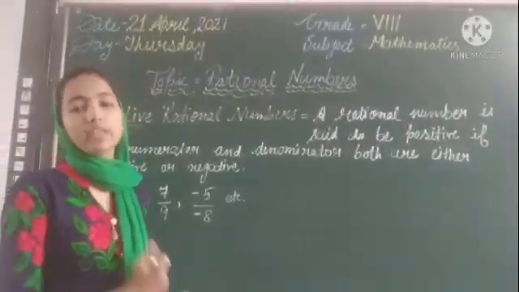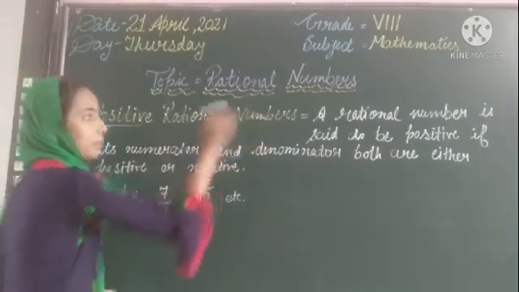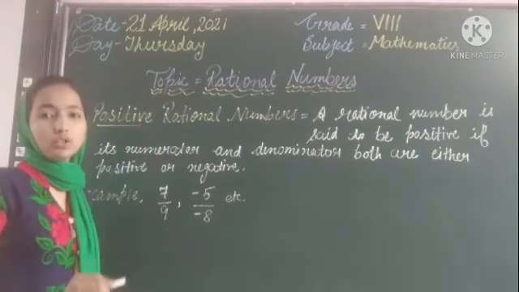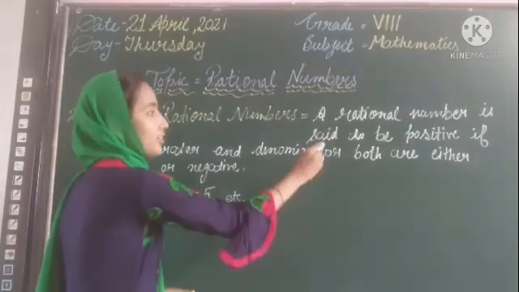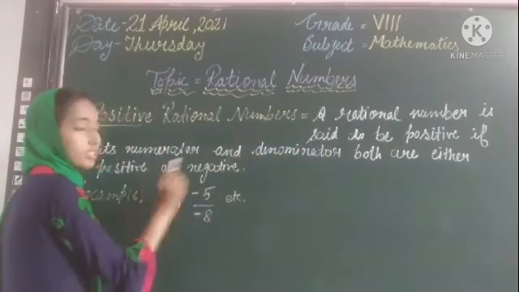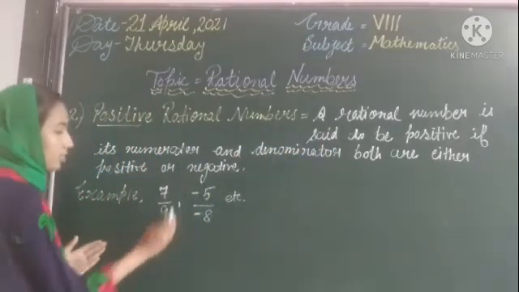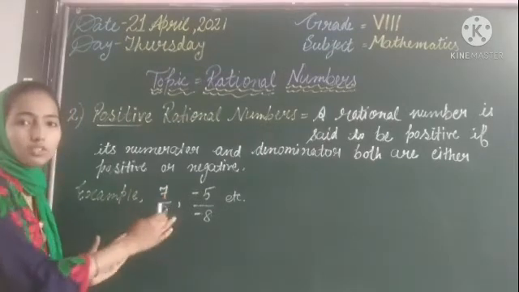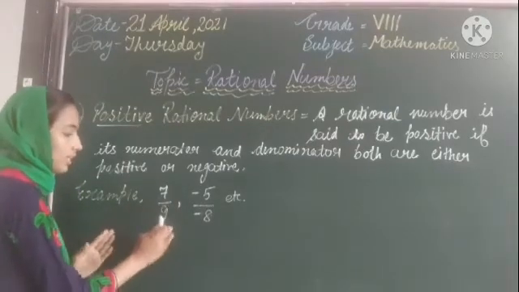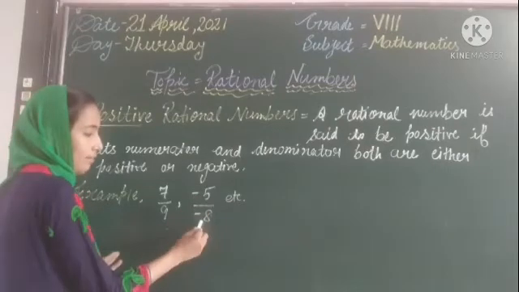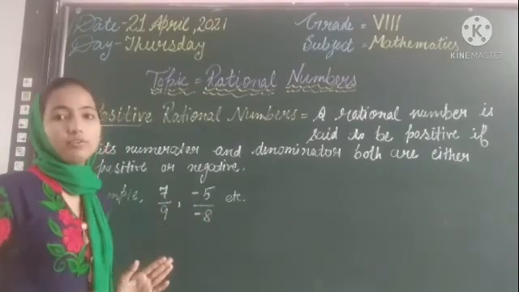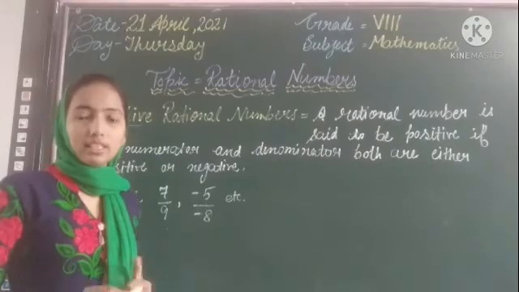Dear students, now let's do the second definition, that is positive rational numbers. As is clear from its name, when the rational number is positive, then it is called a positive rational number. Its definition: a rational number is said to be positive if its numerator and denominator both are either positive or negative. Whenever in a rational number both the numerator and denominator are positive or negative, only then are they called positive rational numbers. Because you all know that 7 and 9 both are positive. Here minus 5 over minus 8: minus minus, when it is cancelled, the number will remain 5 over 8. So 5 over 8 will also be a positive rational number. Is it clear to all of you?